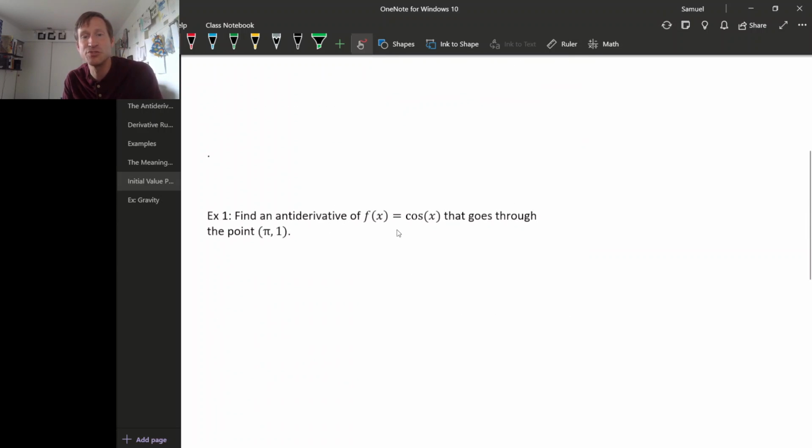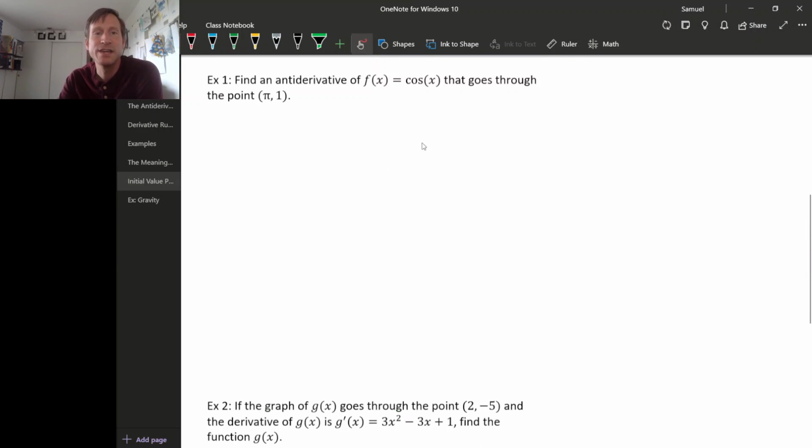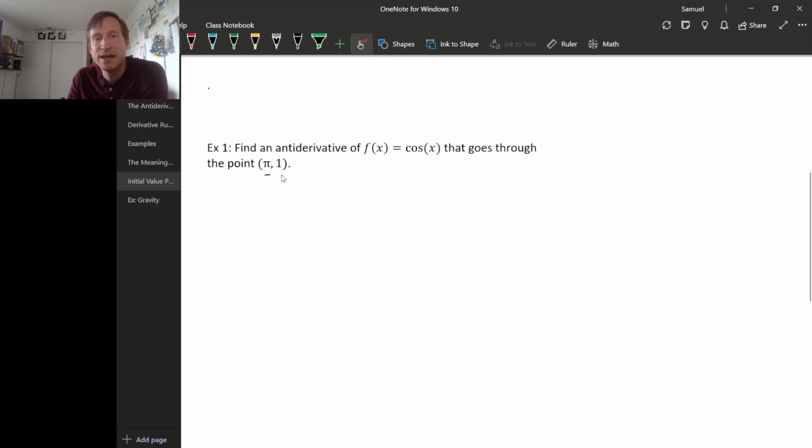Let's find an antiderivative of cosine of x that goes through the point (pi, 1). Okay, well, the first thing that we can do is just find all antiderivatives of this function. So if we just calculate an antiderivative for cosine, well, that's sine. But remember, it's sine plus a constant, right? When we're just calculating the antiderivative, we don't know what this constant should be yet. So don't forget about it. Remember that this constant is there.